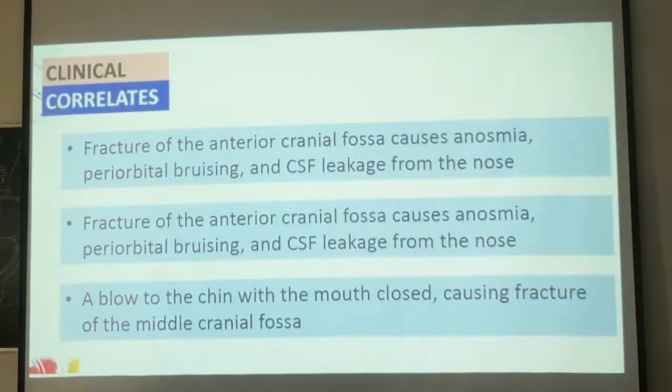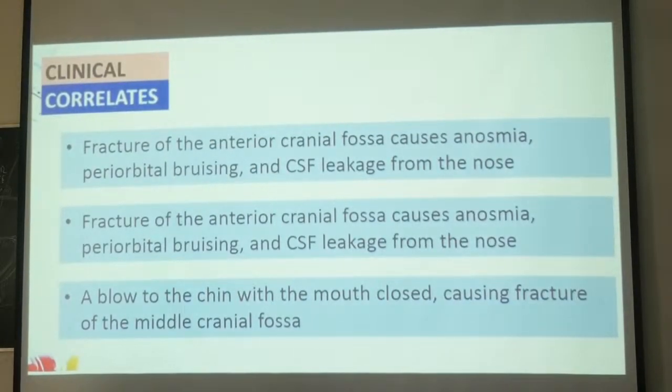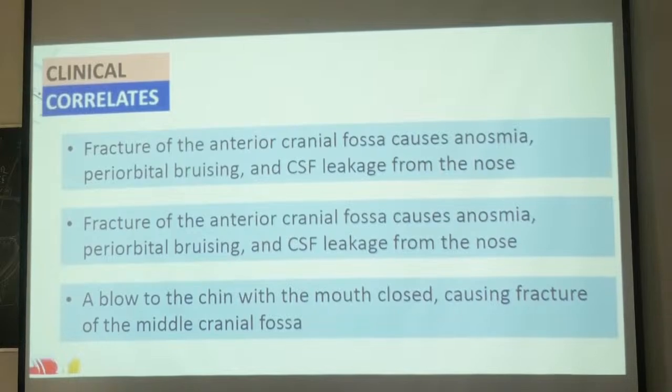With the mouth closed, if you give a blow near the chin, it will lead to a break of the middle cranial fossa. Important foramina are present in the middle cranial fossa, as you have seen previously. Those structures may get injured in case of fracture. The chance of injury to the posterior cranial fossa is very less because the bones are thickened over here. In the occipital bone, the condyles are present and protecting. So these are the clinical aspects.